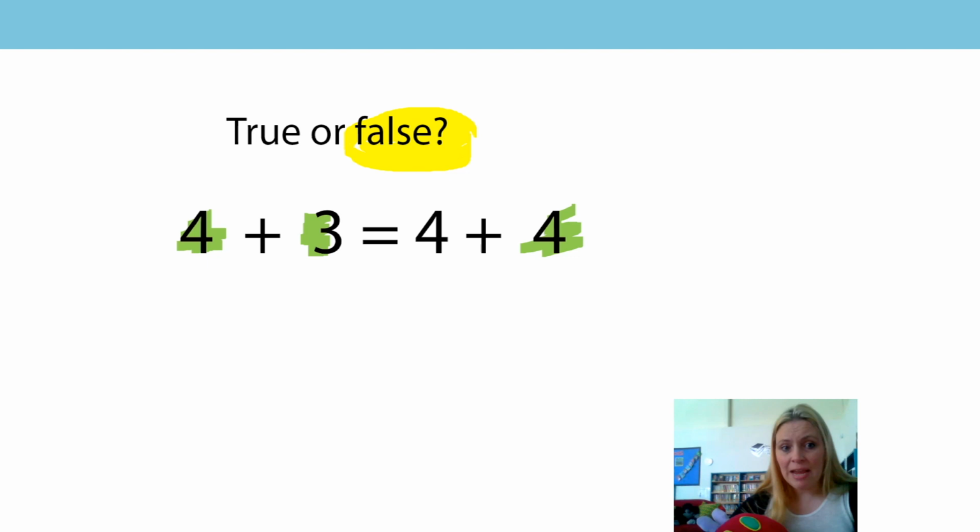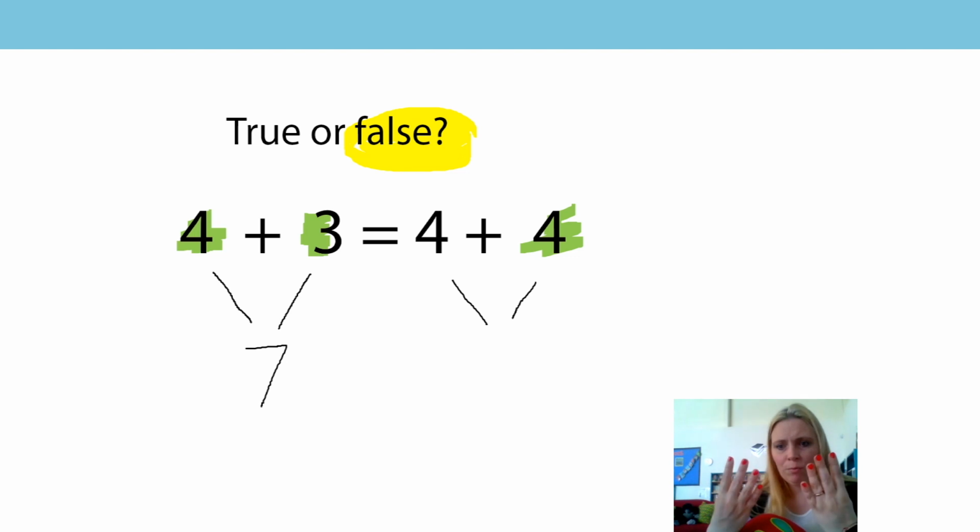Now we could go just that little step further to convince me. Well, the sum over here, 4 plus 3 is 7, and 4 plus 4, well, that's not 7, is it? 4 and 4 more, not 7, 8. I can't draw an equal sign in the middle, can I? Because they're not equal. They're not the same. So well done if you said that this was false. Good job. I was trying to trick you.